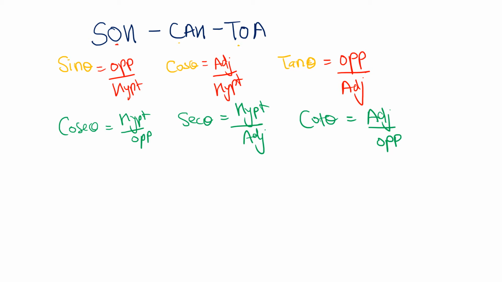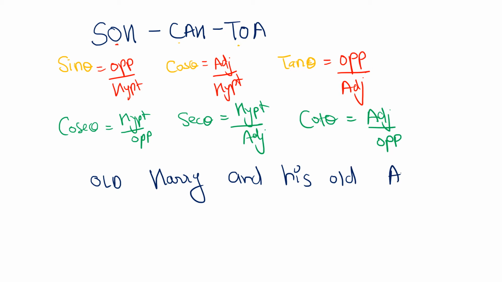Now one more shortcut to remember is this. I will write over here: Old Harry and his old aunt. Now what do you mean by this? We'll put a slash sign, a division sign, in between "old" and "old aunt". This is for our sine theta, this is for our cos theta, and this is for our tan theta.